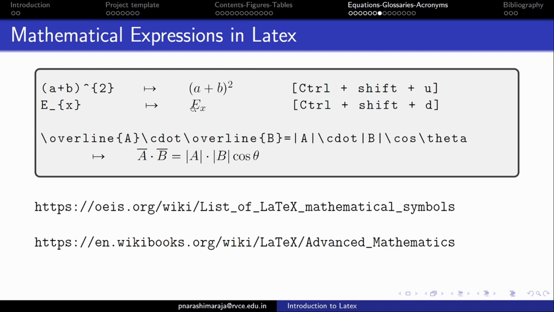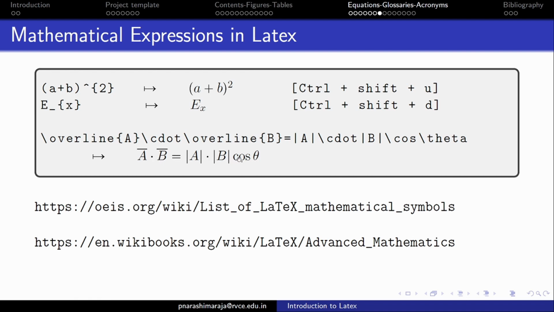Similarly, if I want to have a subscript with x, then I need an underscore symbol along with curly braces around this x. The shortcut key to get this underscore along with the curly braces is Ctrl Shift D for down. Now say for example we are working with a vector expression, and we want something like a dot b of vectors, which is equal to the magnitude of a times the magnitude of b times cosine theta.